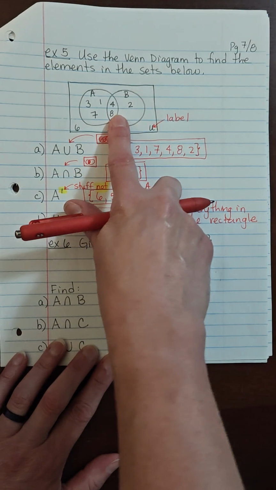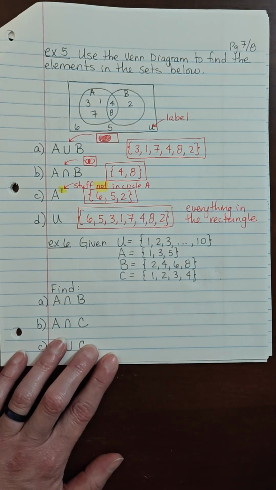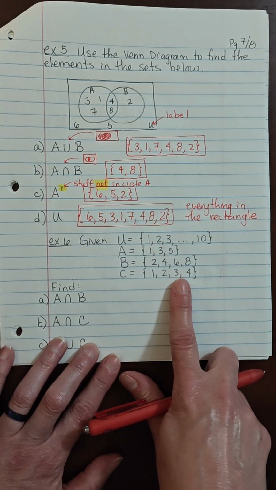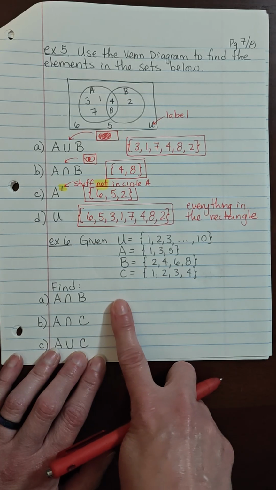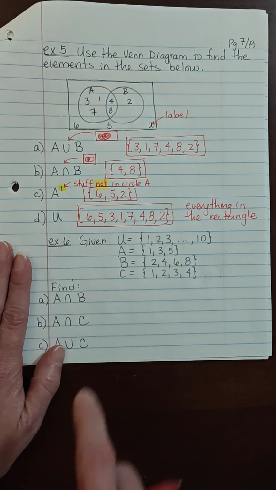So this one, I asked you for the union and the intersection with it given in this kind of visual form. Here, we have it in list form. So these might be a little bit harder, okay? So A intersect B. This is the overlap.